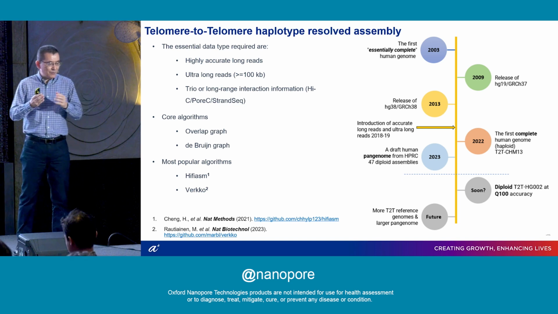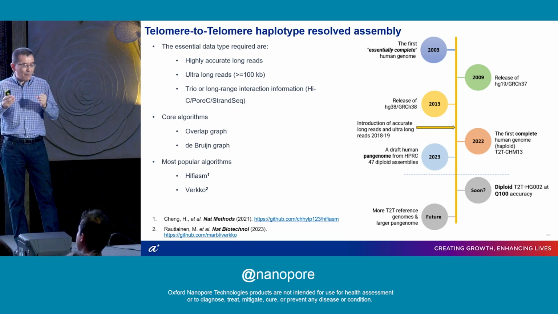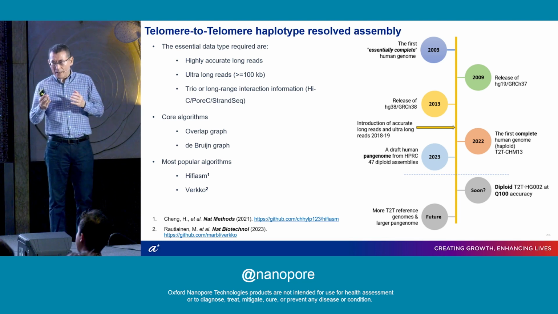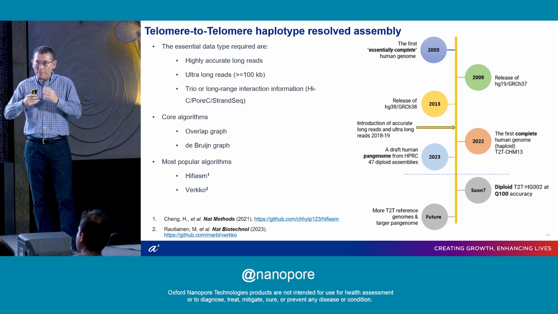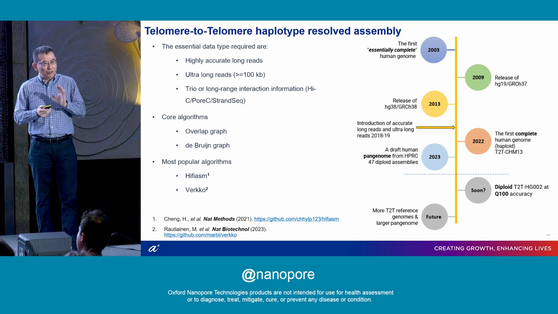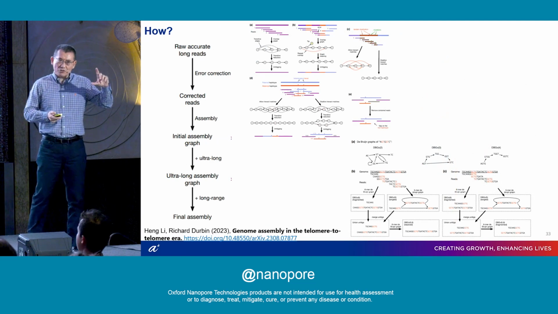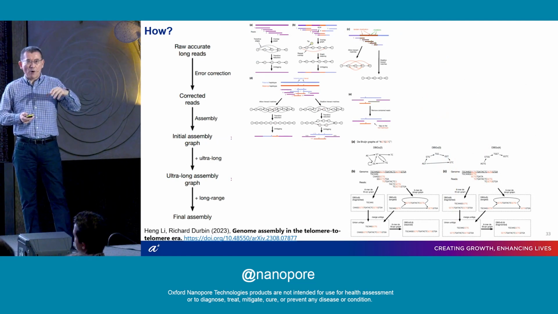There are different algorithms. The most commonly used ones currently are one called Hifiasm and another called Verkko. They are based on slightly different methodologies for building the so-called assembly graph. This is basically a short snapshot of the major steps when you do assembly.